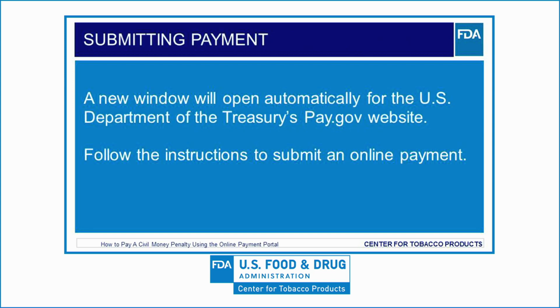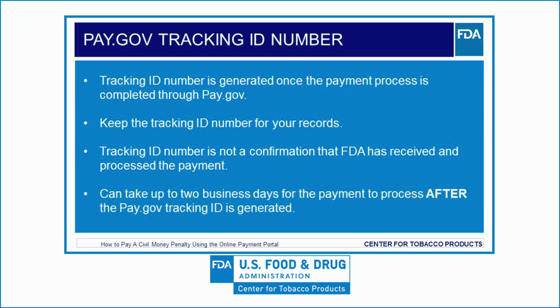After clicking Pay Now, a new window opens for the U.S. Department of the Treasury's Pay.gov website. Once the payment process is completed through Pay.gov, Pay.gov generates a Pay.gov tracking ID confirming that the payment has been submitted. You should keep this tracking number for your records. The Pay.gov tracking ID is not a confirmation that the FDA has received and processed the payment. It can take up to 2 business days for the payment to process.